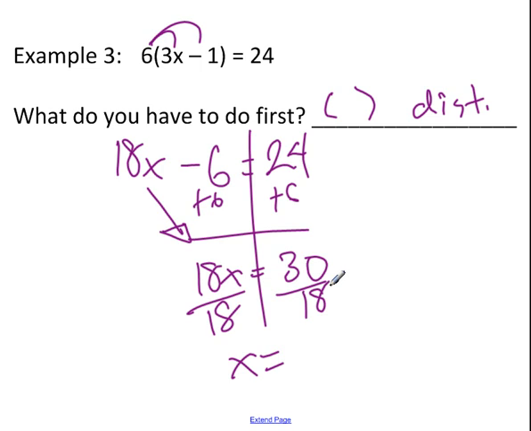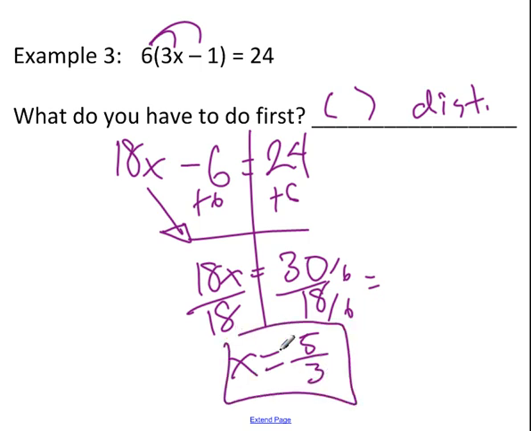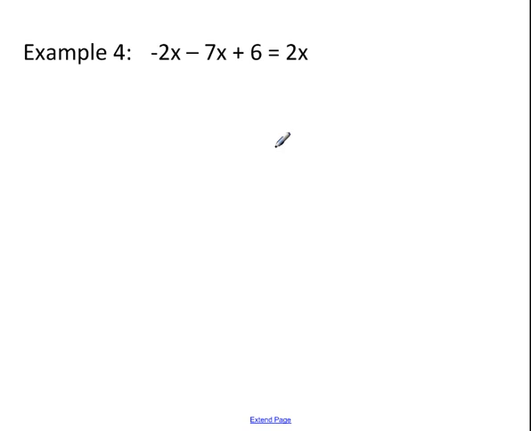We're not going to just leave it like that. We're going to simplify it if we can. Is there anything that goes into both of those? I believe 6 does. 30 divided by 6 makes 5, and 18 divided by 6 makes 3. And again, we want to leave this as an improper fraction. We do not want to write 3 and 2/3 because that's just more work. And who wants to do more work if we don't have to?